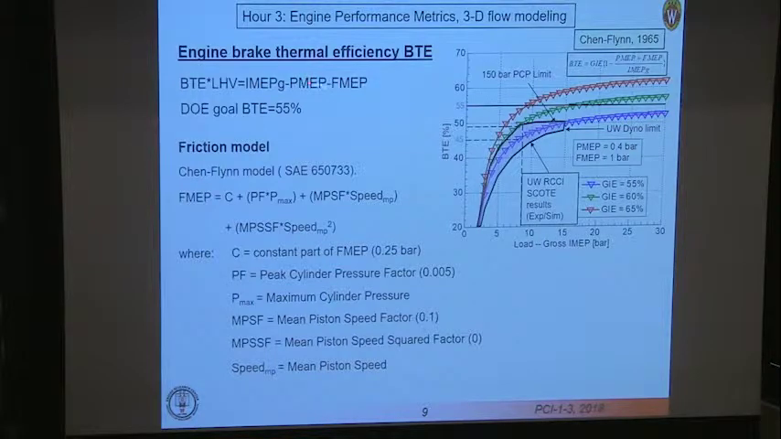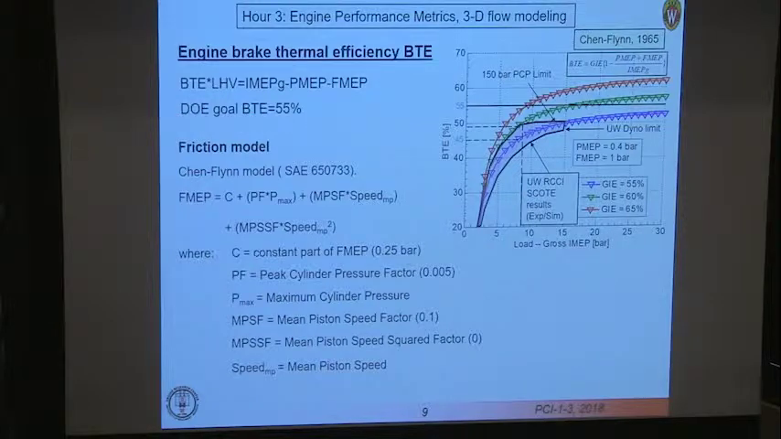So where do we get these from? Well, these we have to estimate from experimental data, the pumping mean effective pressure, the friction mean effective pressure. This one we can measure, the indicated mean effective pressure, by measuring the pressure trace and, as I showed you earlier, evaluating the mean effective pressure.